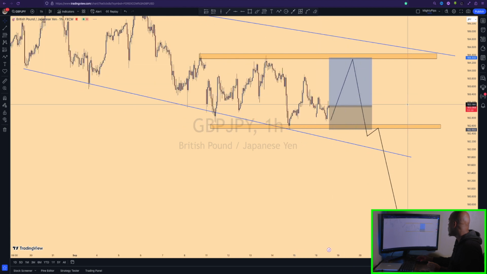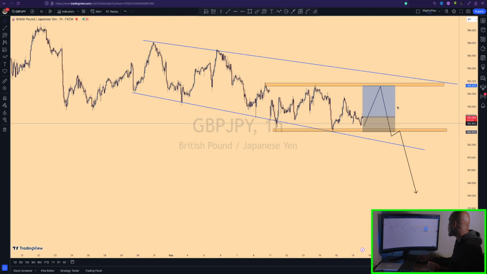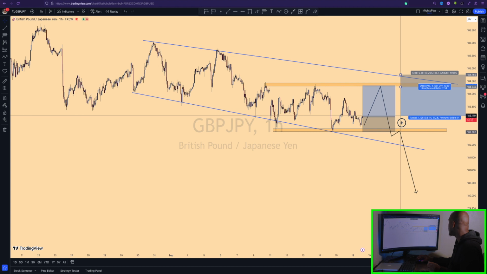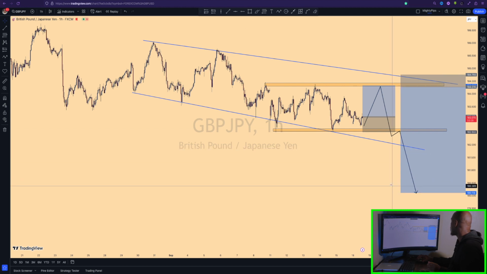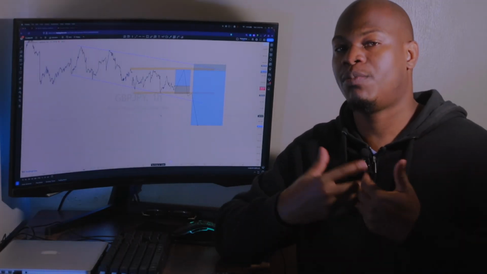This can work out, but I am more biased on selling because the general trend for GBP JPY right now is downtrend. So we are looking for this as a major trend. When it reaches up here, we look for sells from here. Our stop loss will be just above this trend line here, and then we'll be targeting this level here. Okay, if it breaks that level, then we can hold our trade all the way. Okay, so that is my take on GBP JPY.